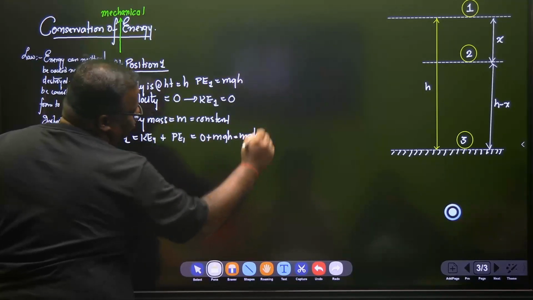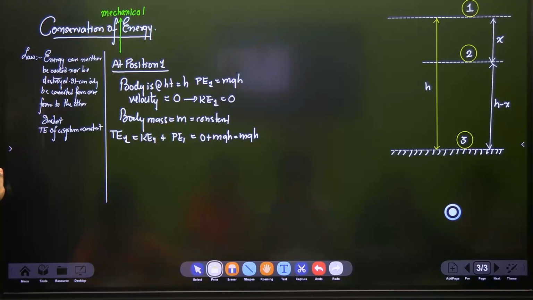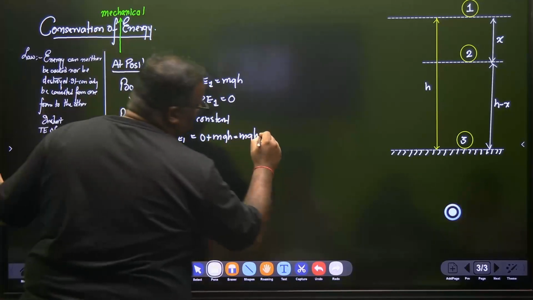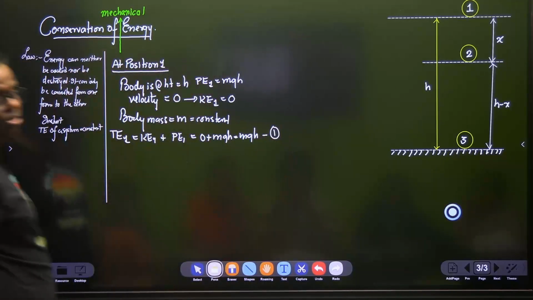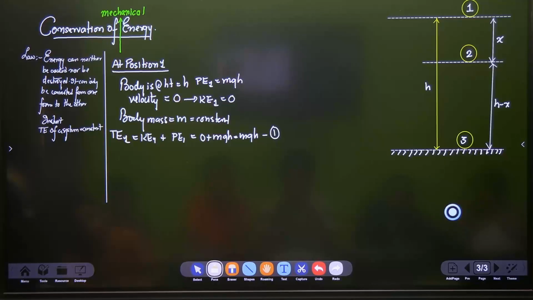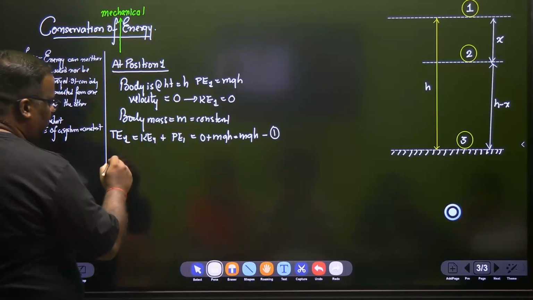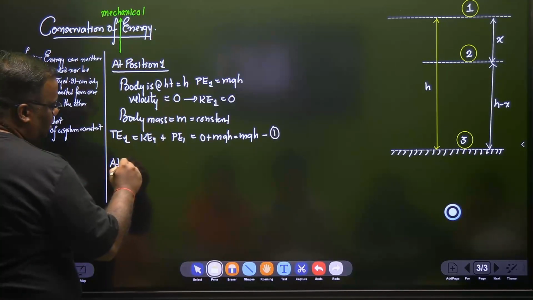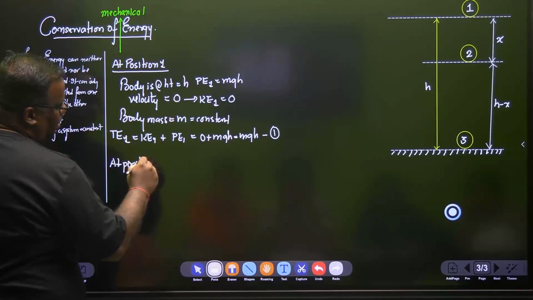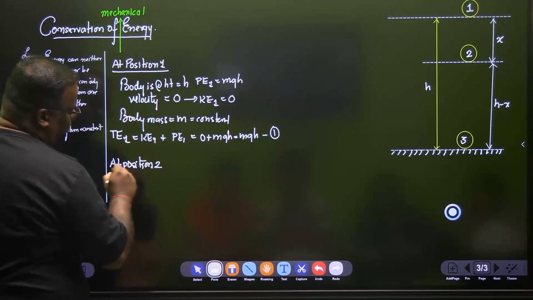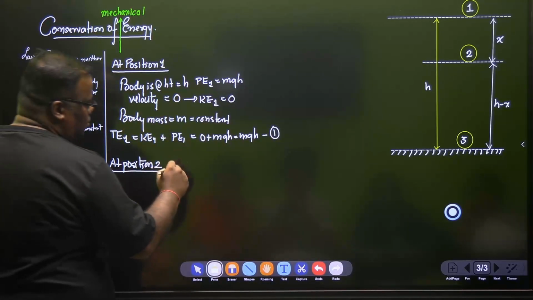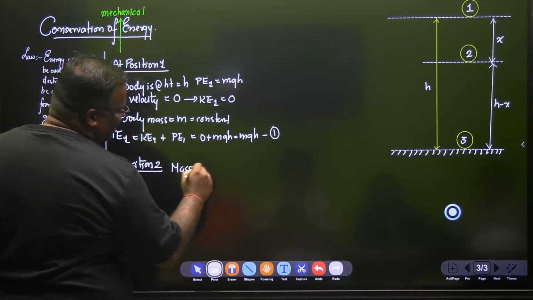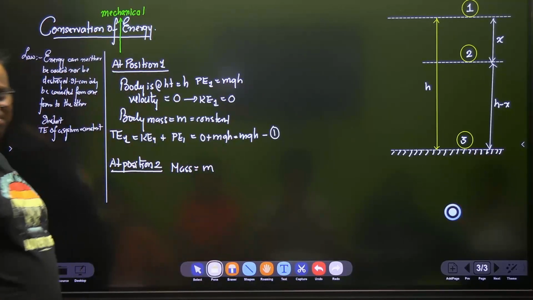So we have derived one expression for the total energy of a body right at the top. Have you understood this or not? Very good. Fine. Let's say now at position 2, now this is critical, at position 2, right? What happens to the mass? Sir, mass gets reduced. Mass remains m, right?